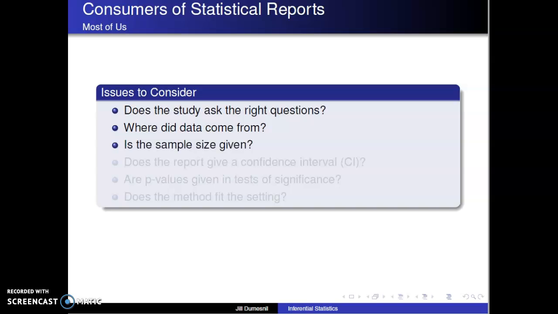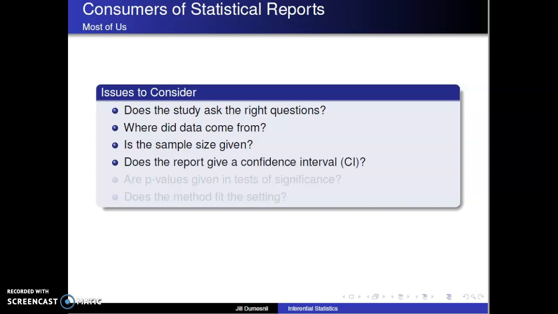Is the sample size given? Larger samples make tests more sensitive. A finding can be statistically significant without being of practical importance. On the other hand, tests based on small samples may not be sensitive enough. Lack of significance does not mean there is no effect. It simply means we do not have good evidence of an effect.